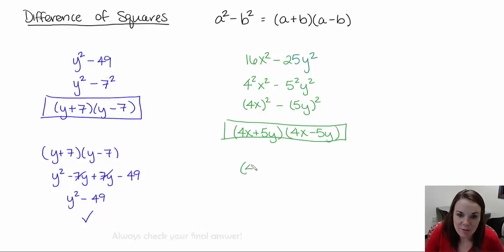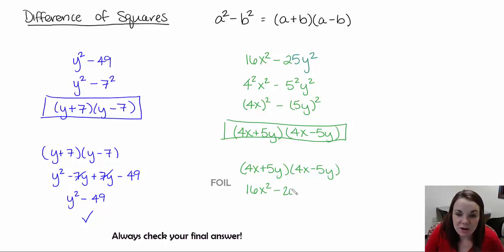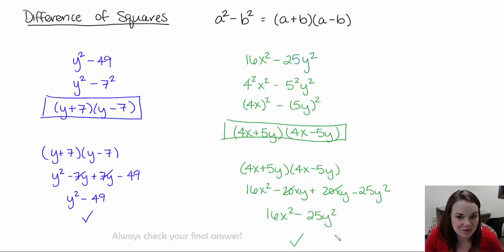And again, let's go back and just double check and FOIL this out to make sure that it does in fact give us the original equation. So I get 16x squared minus 20xy plus 20xy minus 25y squared. These middle terms cancel, and I am indeed left with 16x squared minus 25y squared. So that one also checks out, and this then is our answer.